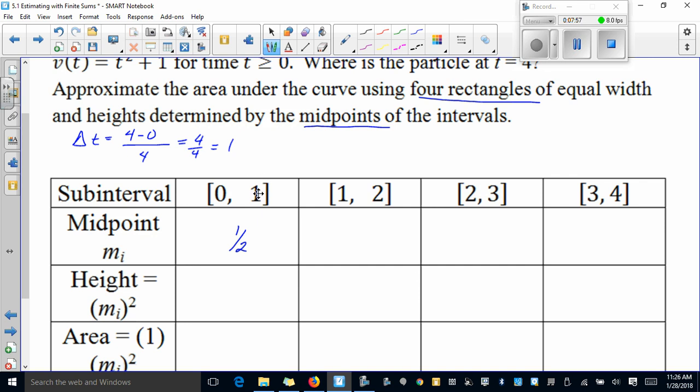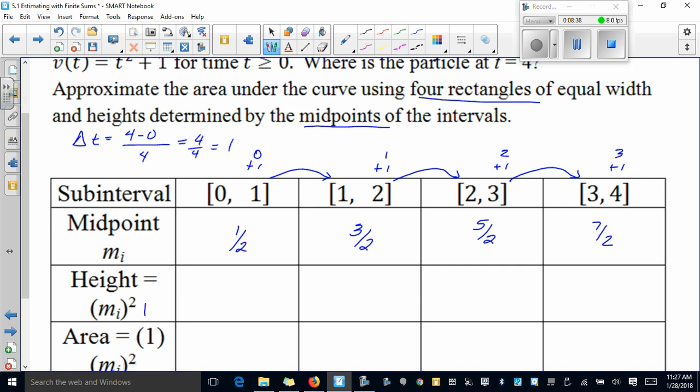Okay, and to get to this guy, I'm just going to take 1 and add 1/2 to it. Or you can do 2 plus 1 divided by 2, which is going to give you 3/2. 3 plus 2 divided by 2, 5/2. 4 plus 3 is 7, divided by 2, 7/2. Now this one I have wrong, so let's fix this. This should be midpoint squared plus 1, because that's the velocity function, t squared plus 1. So midpoint squared plus 1. So I'm going to square this, which is going to give me 1/4. So this is going to be 1 over 4 plus 1, or 5 over 4.